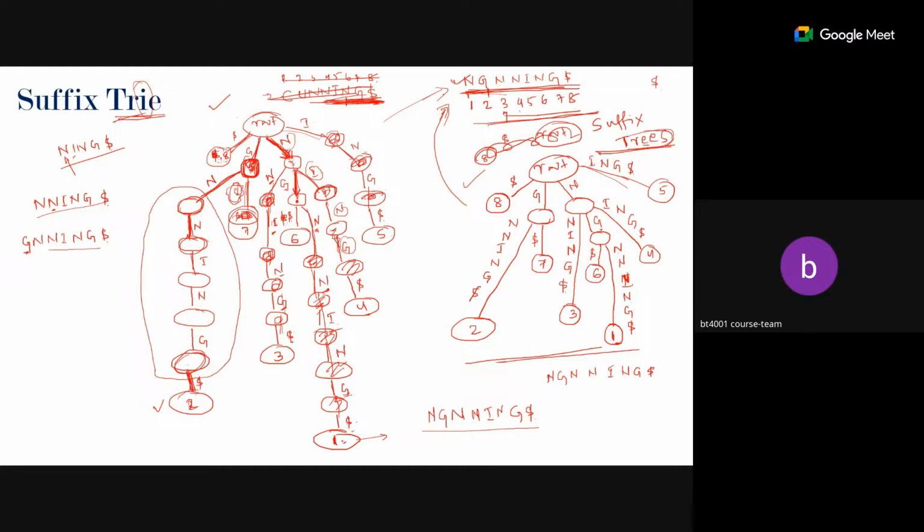Okay. Then next is suffix arrays. So what was our string? NGNNING dollar. Okay, so this was the string. Now to construct suffix arrays, the best way is to just write 1, 2, 3, 4, 5, 6, 7, 8.